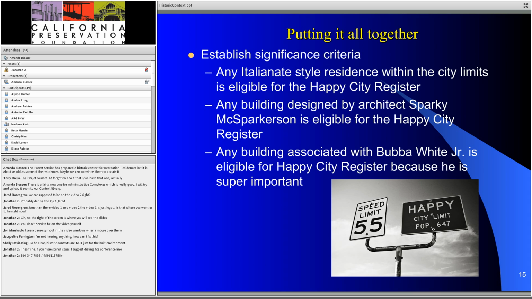Any building designed by architect Sparky McSparkerson is eligible for the Happy City Register. And any building associated with Bubba White Jr. is eligible for the Happy City Register because he's super important. Like I said, those are in jest, and I think it becomes very clear, or it doesn't become incredibly clear, but it becomes clearer once you have established your historic context. You've defined the property types that you found in your city, or your context area, say the CCC in state parks. It's going to become a little bit easier to define what the significance levels are for that particular group of resources.